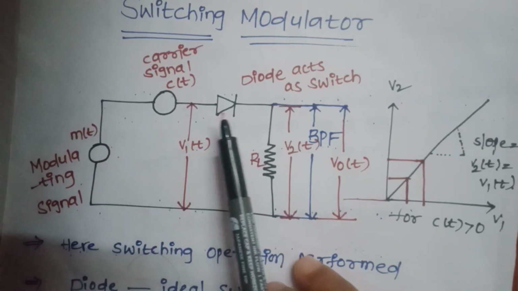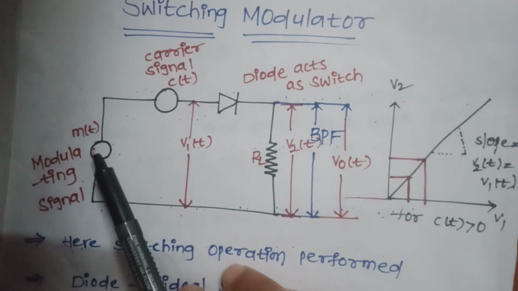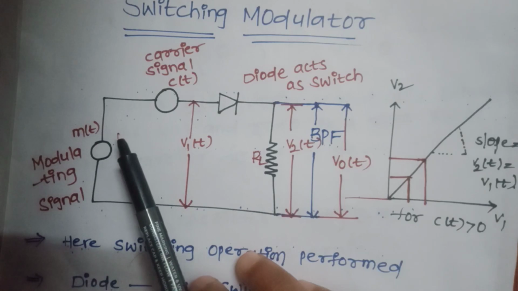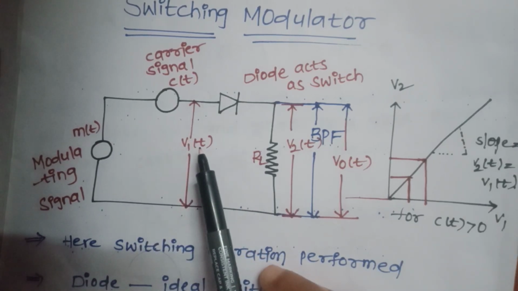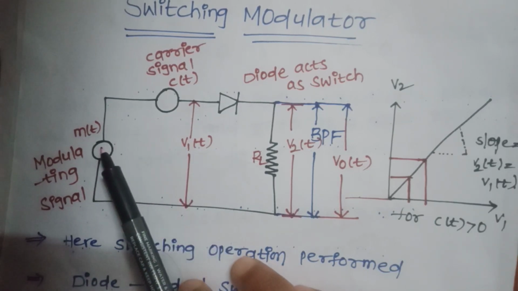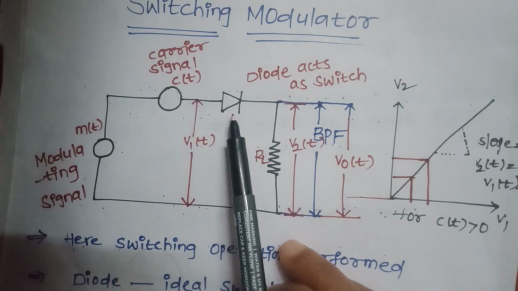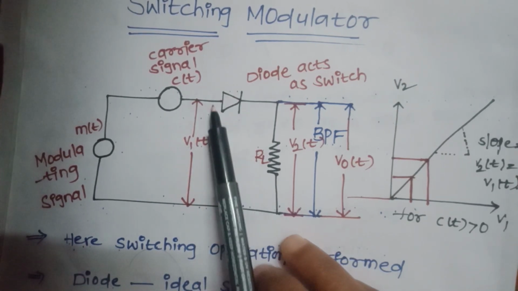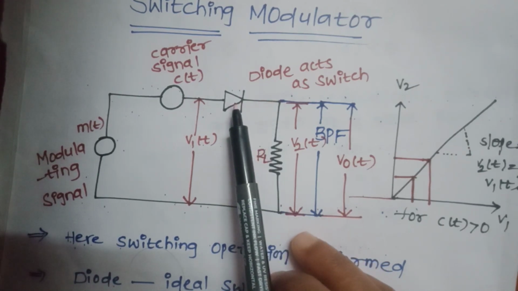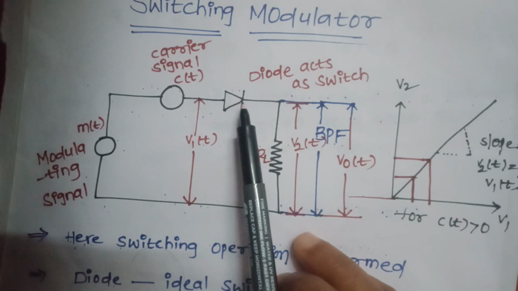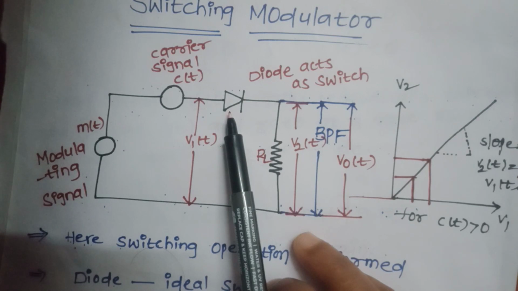One is a summer, then a diode, and next a band pass filter. Here m(t) and c(t) are added by the summer, and the output is v1(t). So v1(t) equals m(t) plus c(t). That is given to the diode. Here the diode is used as a switch.